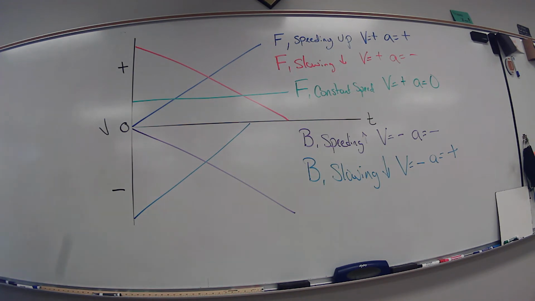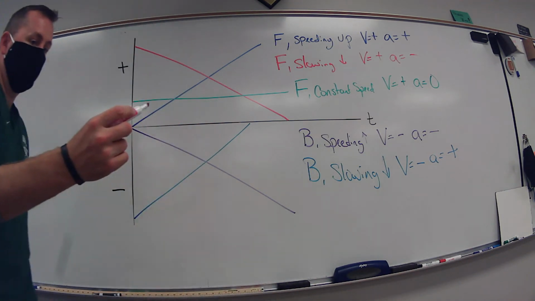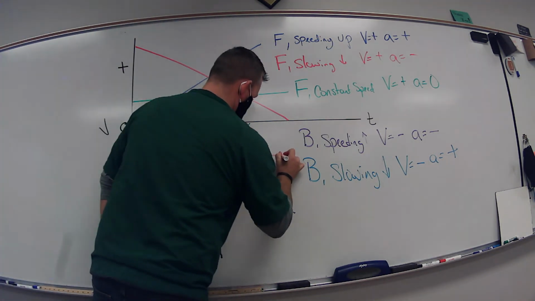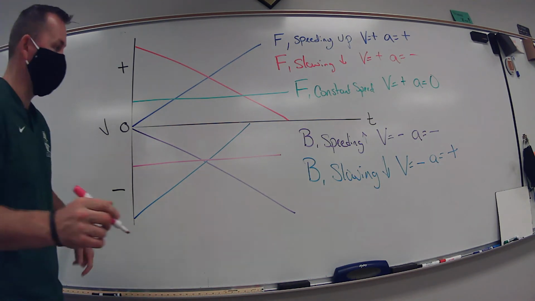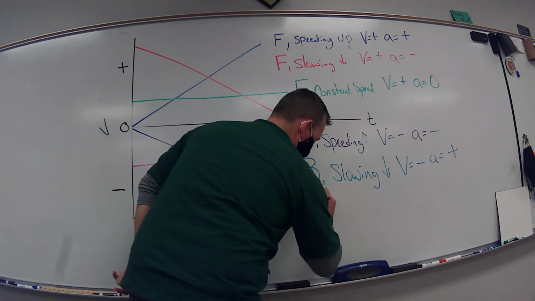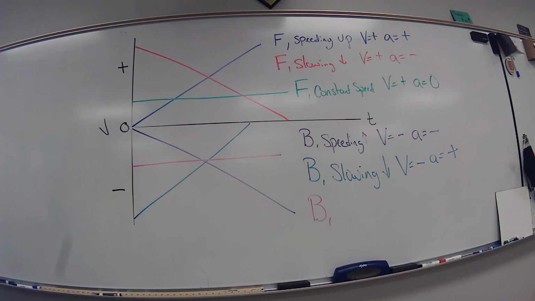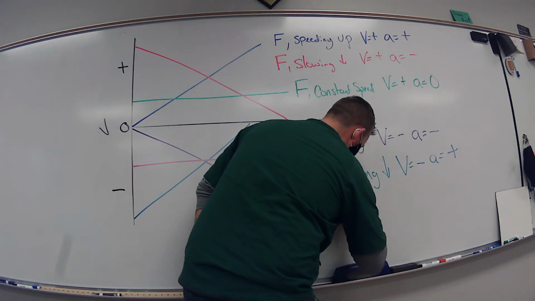I'm running out of colors. Pink. What about this one? What am I looking at there? What about that one? It is backwards, so it's in the negative. The velocity is in the negative, so it's going backwards. What do I know about its velocity? It's what? Good, so it's constant velocity, or constant speed.